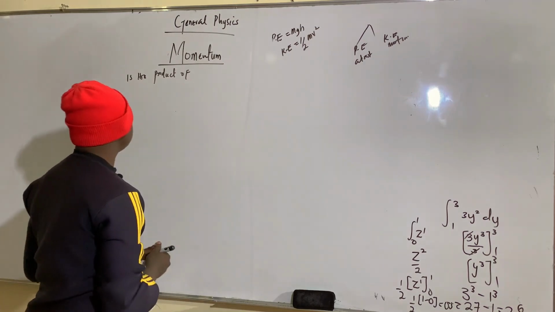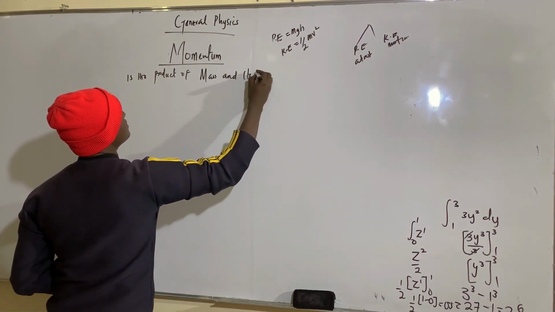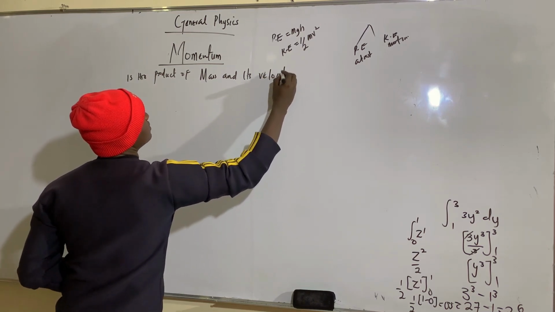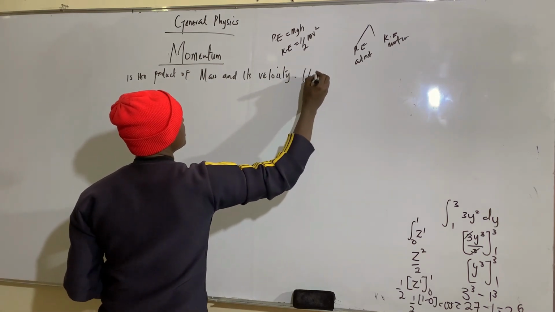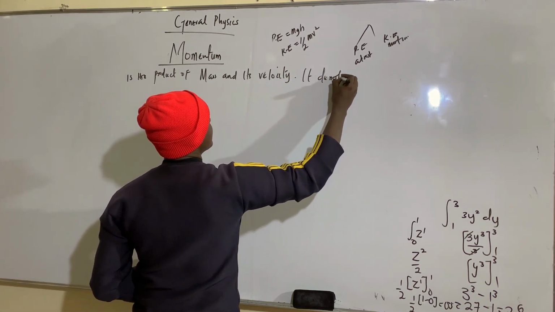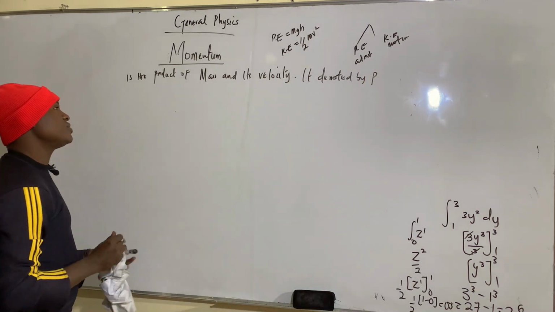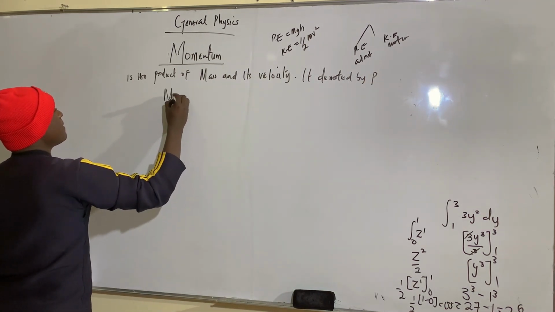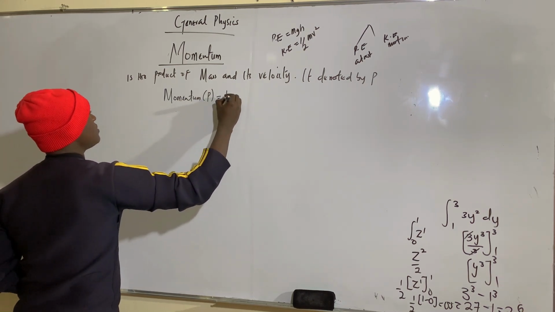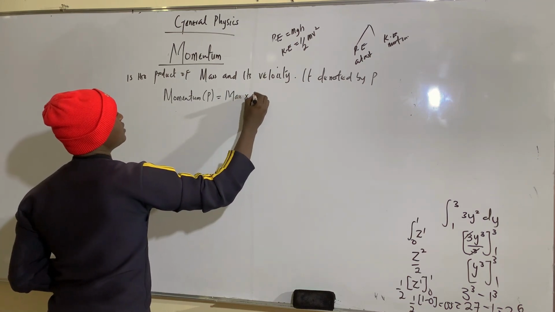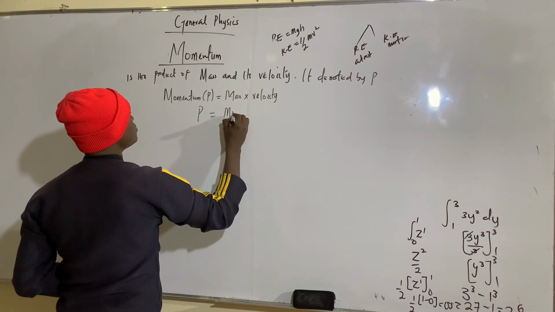So momentum is the product of mass and its velocity. It's denoted by something like P. It's not P, but use that symbol. So that means we can say momentum is equal to mass multiplied by velocity, meaning we can say momentum is equal to mv.